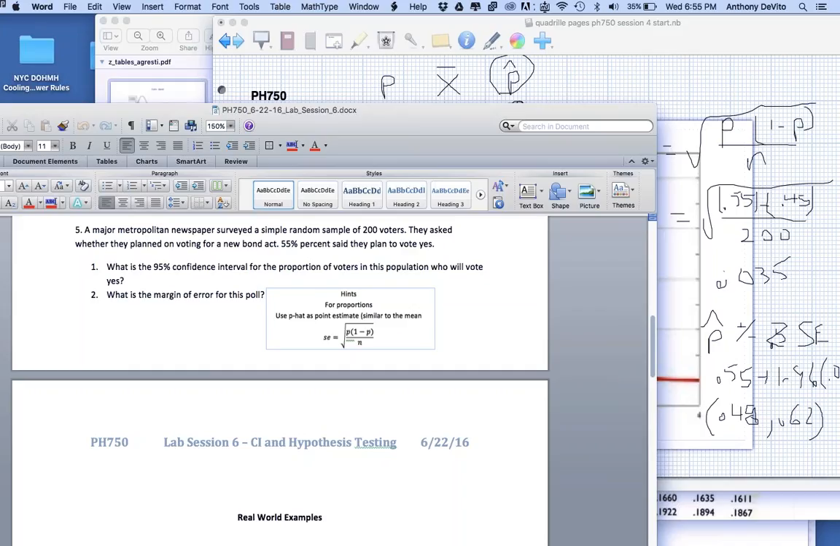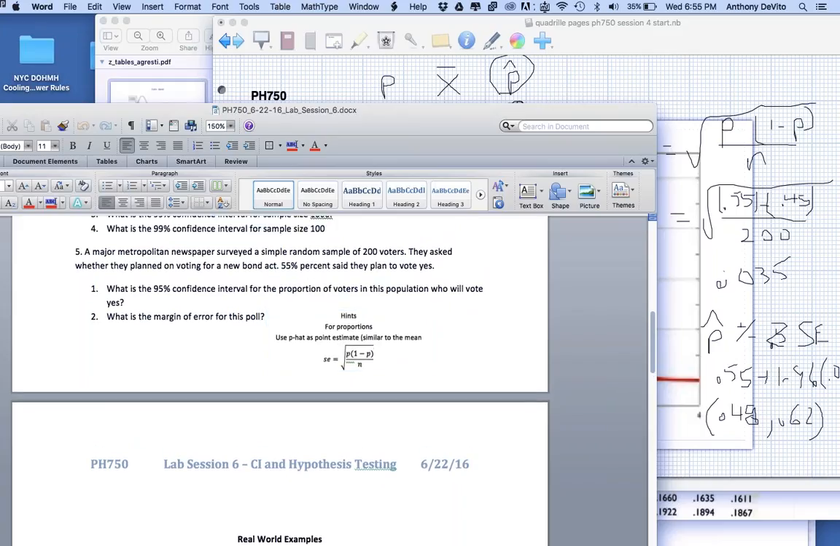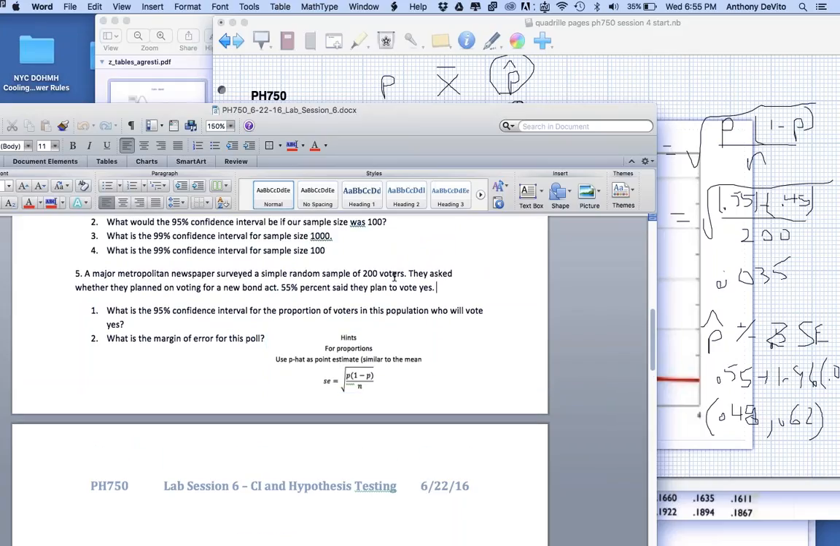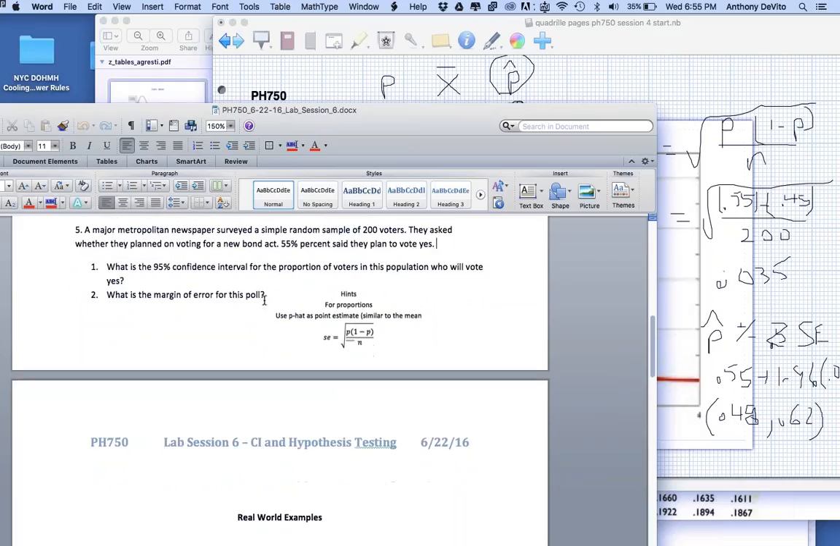So what's the margin of error? 7% is the margin of error for this poll. So in other words, let's see, they asked whether people planned on voting for a new bond act. Do we know for sure if this bond act is going to pass now? Are we 95% certain it's going to pass?